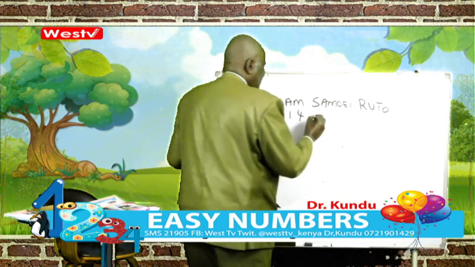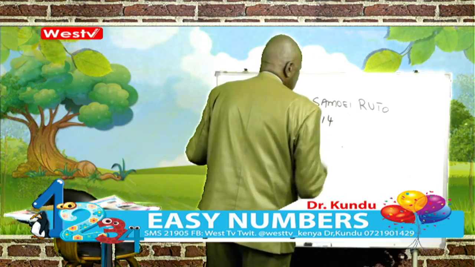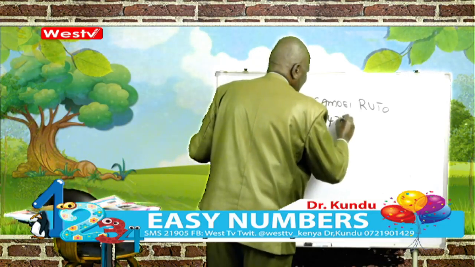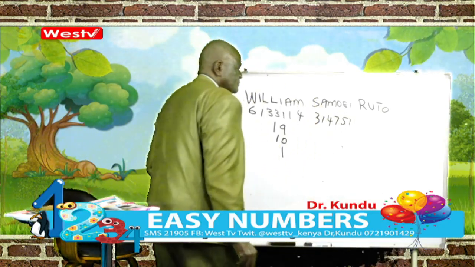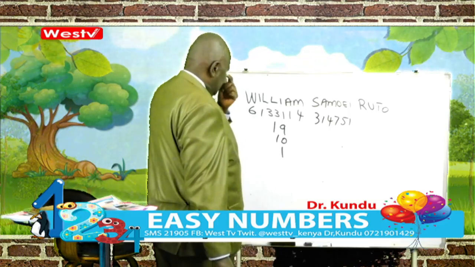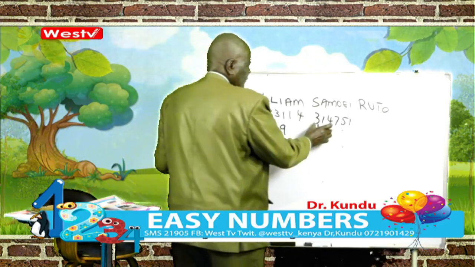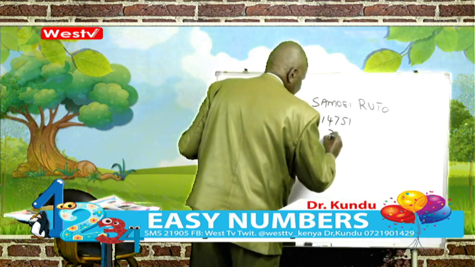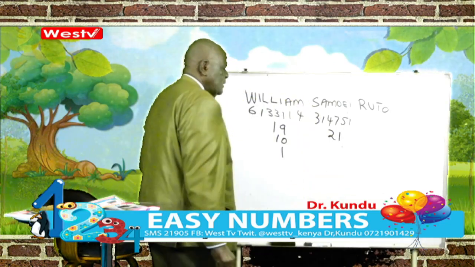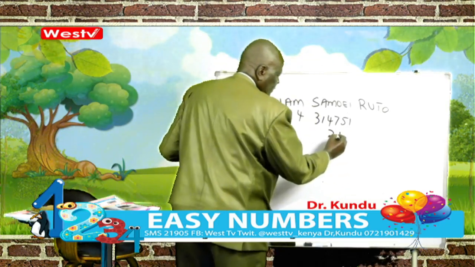The name Samoei is 314751. So this name here goes to 15, 20, 21. Compound 21, single 3, 2 plus 1.